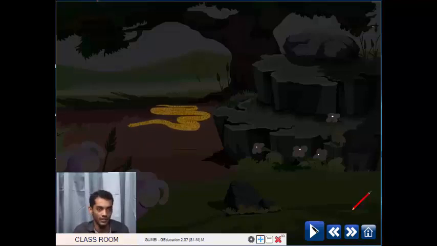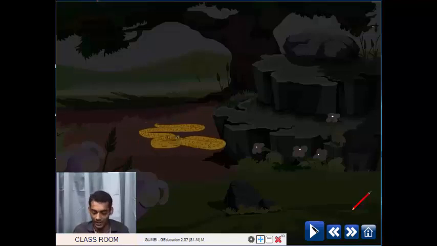Look at the picture. What is the snake doing? What do we call it in English? Can you tell me? Is it crawl? Very good. It's crawl. The snake is crawling on the ground. The action word is crawl.